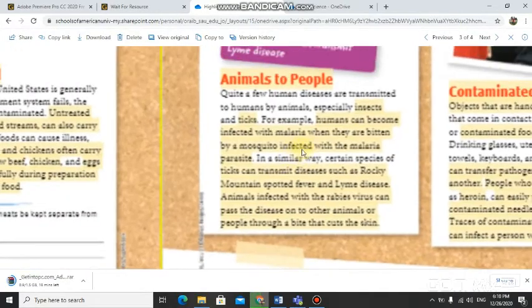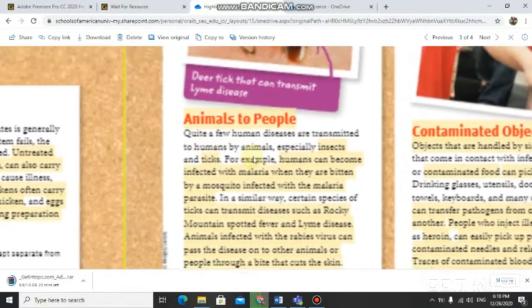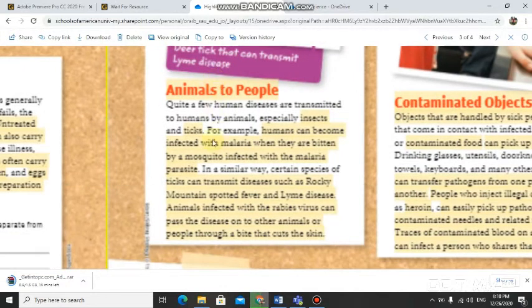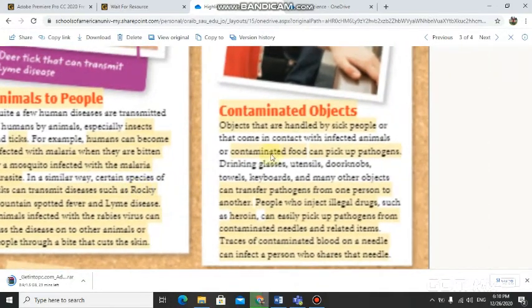As for animals and animals to people, we have deer ticks that can transmit Lyme disease to us. And we have rabies virus, for example, which can also be spread from animal to person. Any animal that is infected with rabies virus can transmit the virus to us.